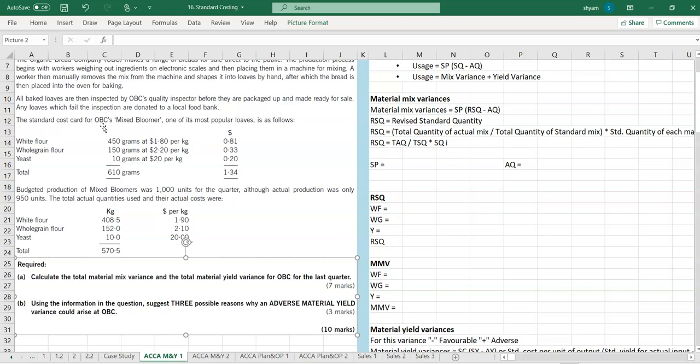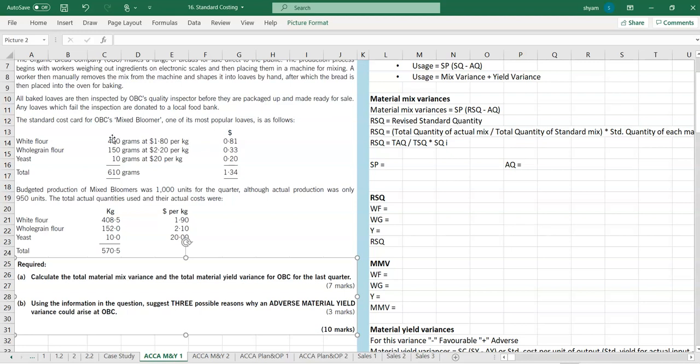So the standard cost card for OBC's mixed bloomer, one of its most popular loaves, is as follows. So you have three kinds of ingredient: white flour, whole grain flour, yeast. So 450 grams at 1.8 per kg, 150 grams at 2.2 per kg, 10 grams at $20 per kg. Okay, so this is the quantity they are buying. They require it to produce one bread, and one bread will weigh around 610 grams. When you buy in kgs, this is the price for it. So proportionately 450 into 1.8 will give you this 0.81. Okay, so you can try that.